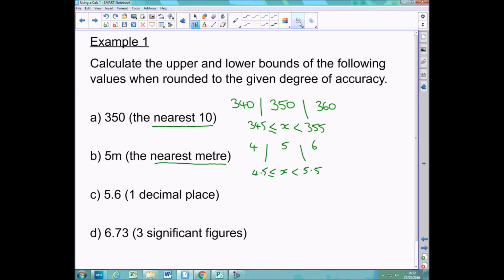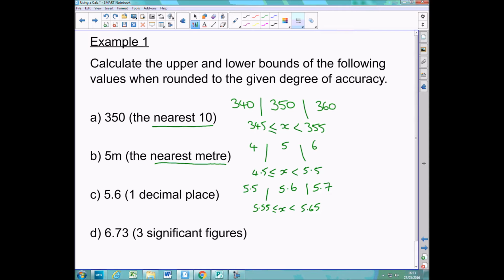We can even use this technique for values that have been rounded to 1 decimal place. In this case, I've got the number 5.6. If I increase the value in the first decimal place by 1, I end up with 5.7, and if I decrease it by 1, I get 5.5. Again, looking at the values in between, I end up with 5.55 and 5.65. And again, I want to use my inequality notation like that.